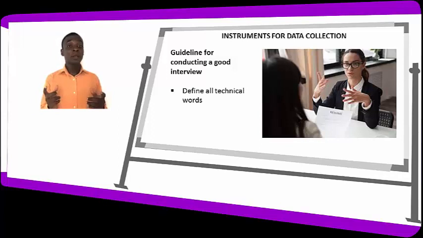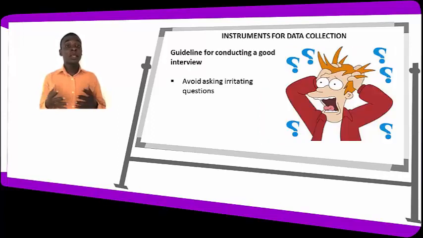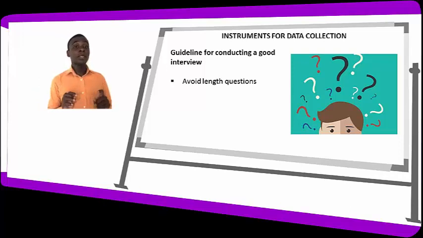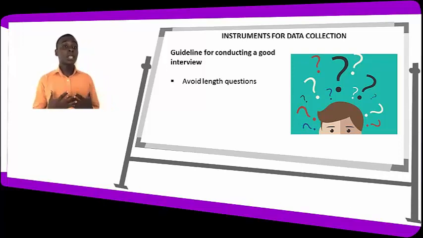Number 3, avoid asking irritating questions. Don't ask questions that are irrelevant. Don't ask questions that are irritating. Ask questions that are reasonable. And number 4, avoid lengthy questions. You can use a simple sentence question. Just one sentence is okay to ask your question. Don't ask a question and keep adding comma, comma, comma. So ask simple questions. You could use a simple sentence in asking your question.